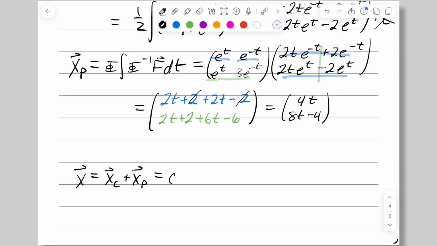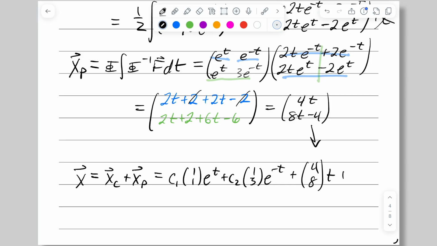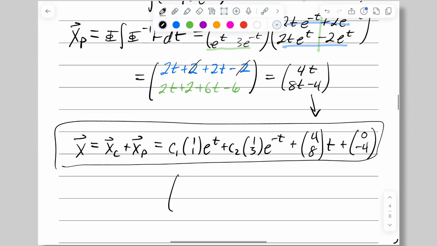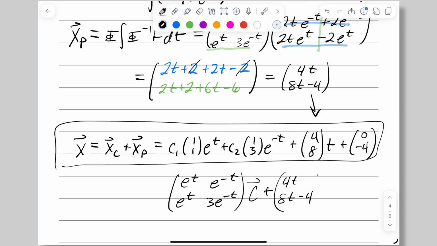X sub c was that c1 e to the t plus c2 e to the negative t. And then xp that we just found, we can write it as 8 times t, that column vector 8 times t, plus the column vector 0, negative 4. And that's one way to write down the solution. I suppose another, if you really wanted to, would be to say e to the t, e to the negative t, e to the t, 3e to the negative t times c plus, maybe you'd write it as 4t, and then 8t minus 4. Take your pick.